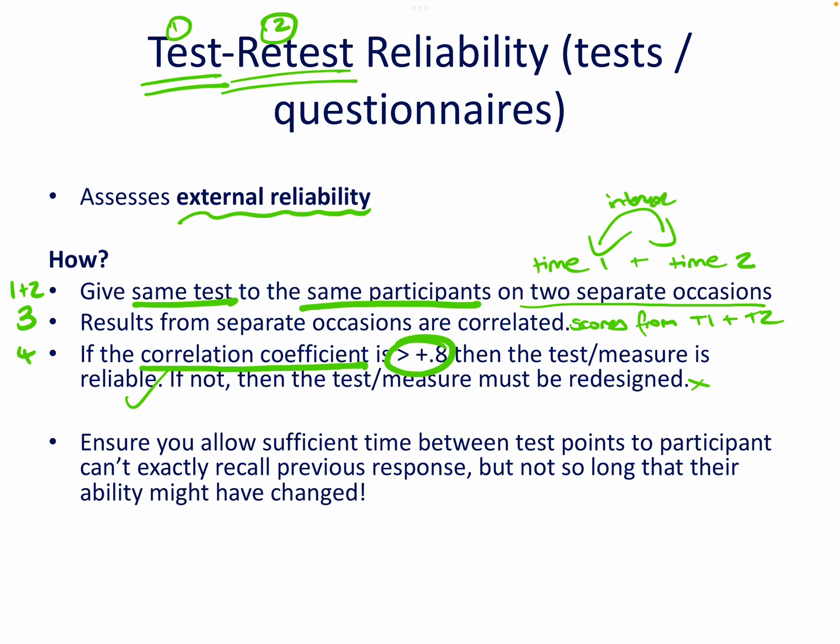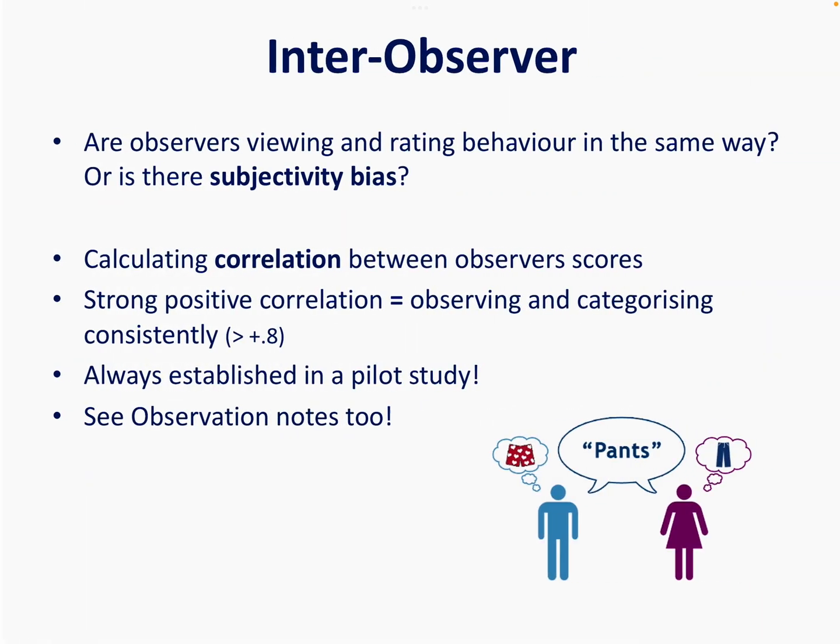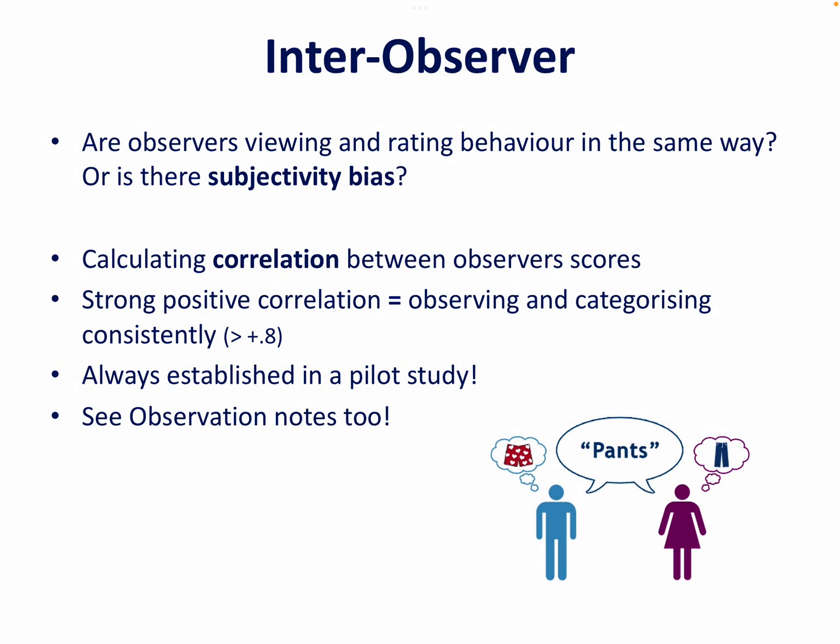Okay, and then finally, our last measure of reliability is inter-observer reliability. What we're really asking ourselves here is, when conducting an observation, are the 2 observers viewing and rating behaviour in the same way? Or are they showing some bias and subjectivity? Is there observer bias?